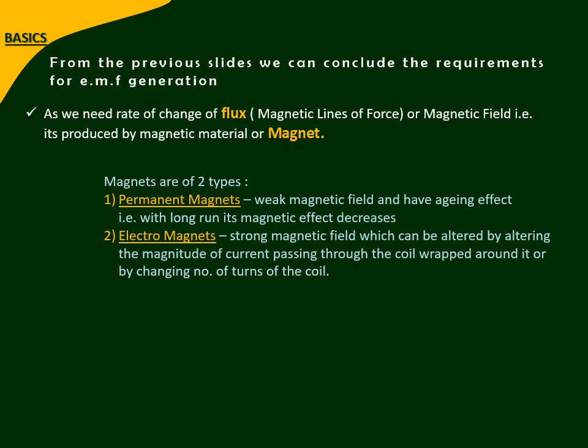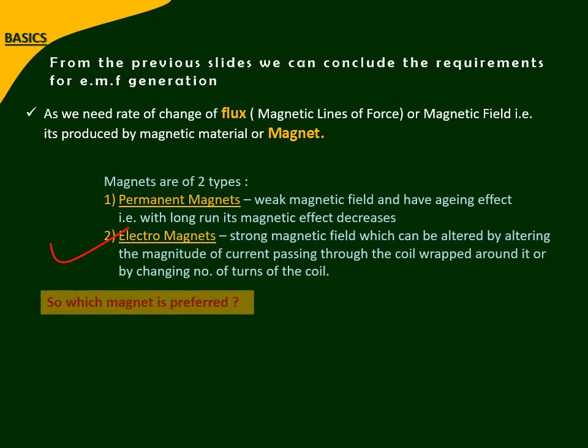But electromagnets are artificial magnets which are made from ferromagnetic material wound with a copper coil, and when current passes through it, it becomes a magnet or acquires a magnetic property. That means its magnetic effect depends on the current magnitude and can be altered by altering the magnitude of the current passing through the coil. This implies that its magnetic field can be made stronger depending on the supply, and hence there is no aging effect. So which magnet is preferred? Definitely the electromagnet will be preferred.